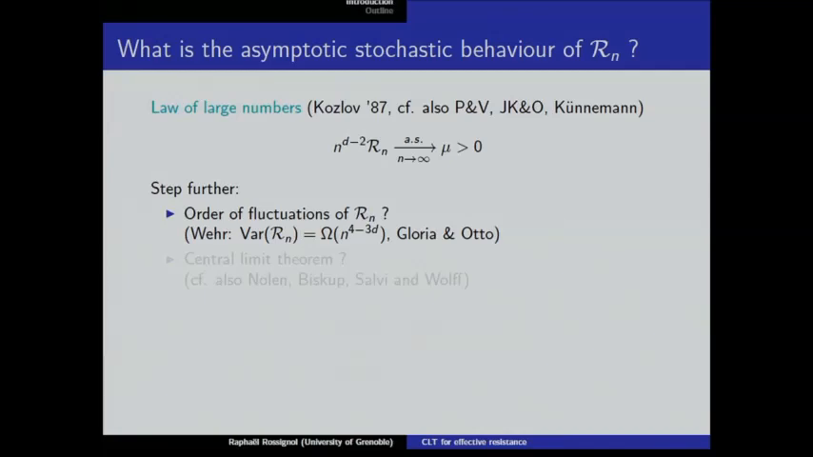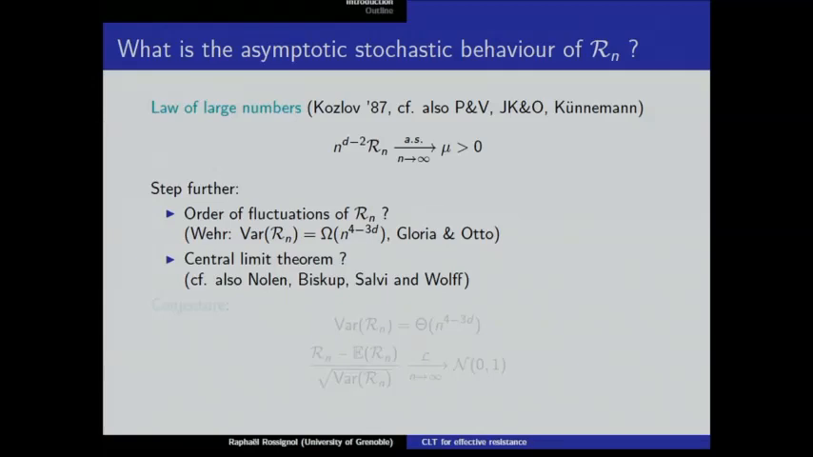More recently, there was a result by Gloria and Otto, which gave an optimal estimation for the variance, but not really for the effective resistance, but for something called the corrector, which comes from homogenization theory, and which has the advantage of being translation invariant. So it is not exactly what we want, but it is a good result on the variance of something related to the effective resistance.